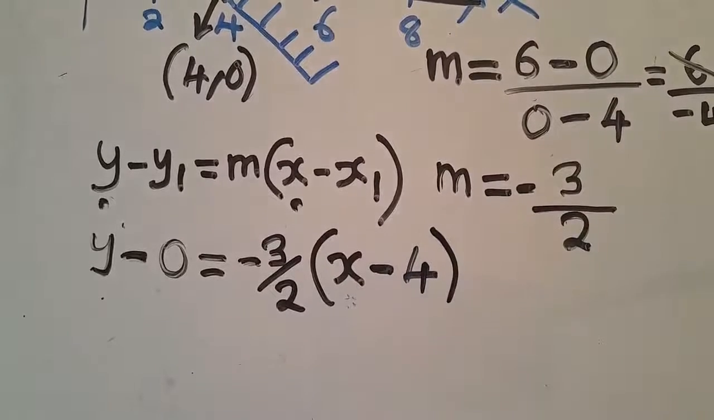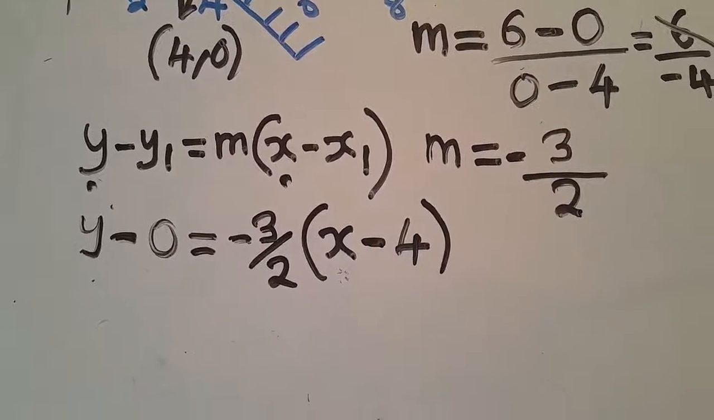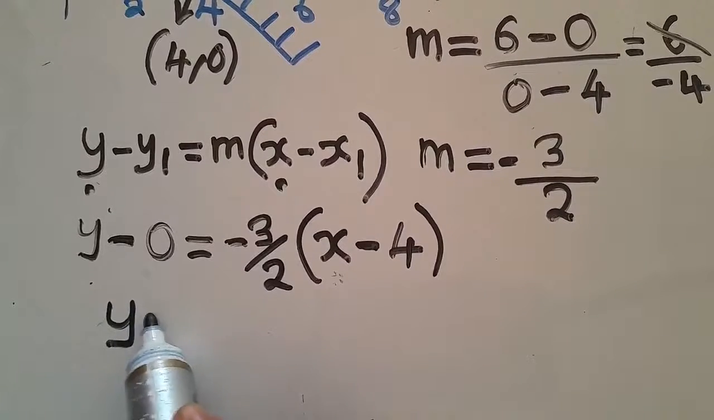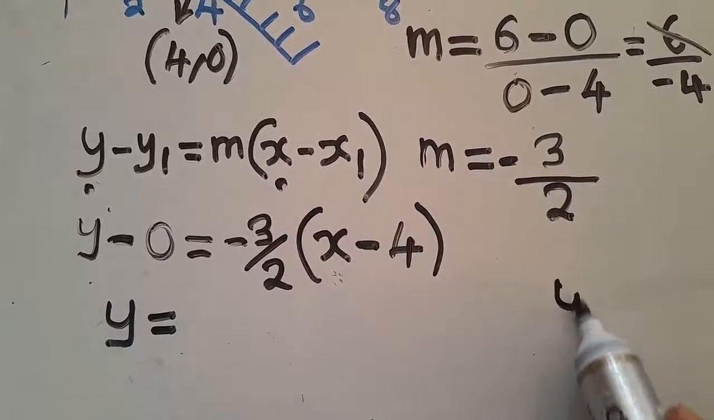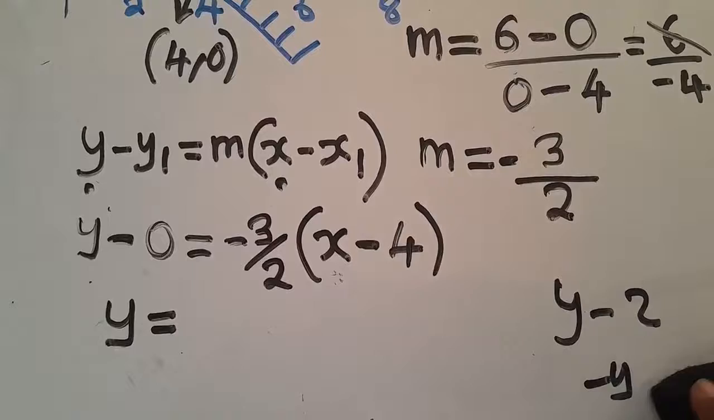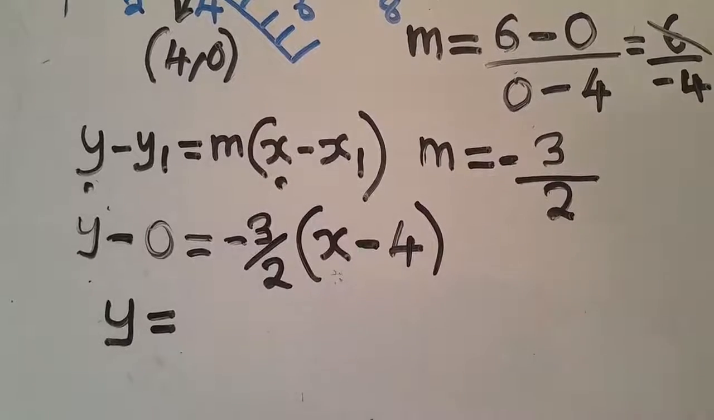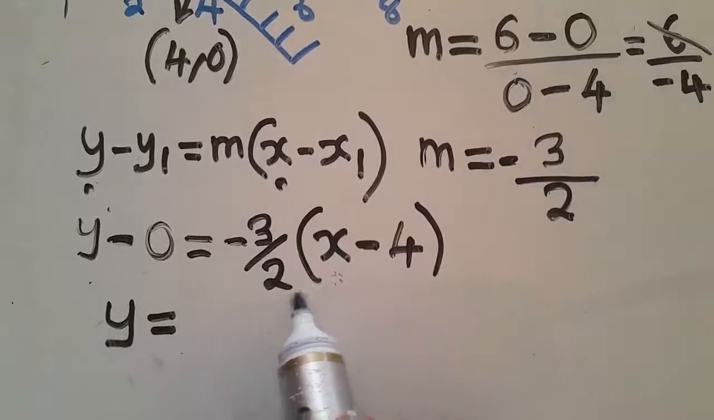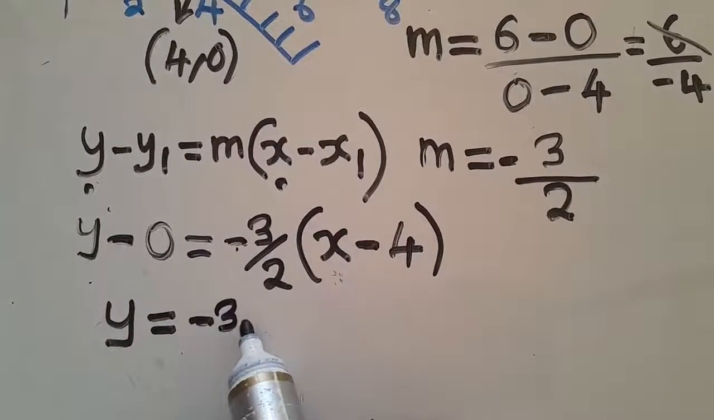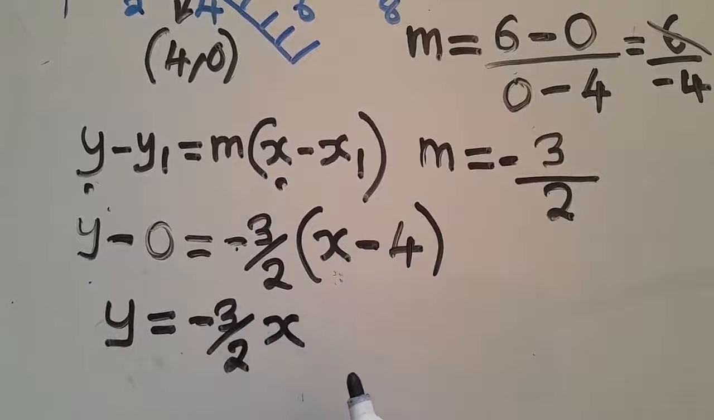You do this. Then you evaluate this thing that you've now found. y minus 0 is y, which is equal to. But whenever you see y minus 2, someone will say negative y. Avoid those mistakes. y minus 2, you cannot evaluate them. Those are unlike terms. So this part, you start multiplying. Negative 3 times x, that is negative 3 over 2, then you put your x there. Then you are done with this part.